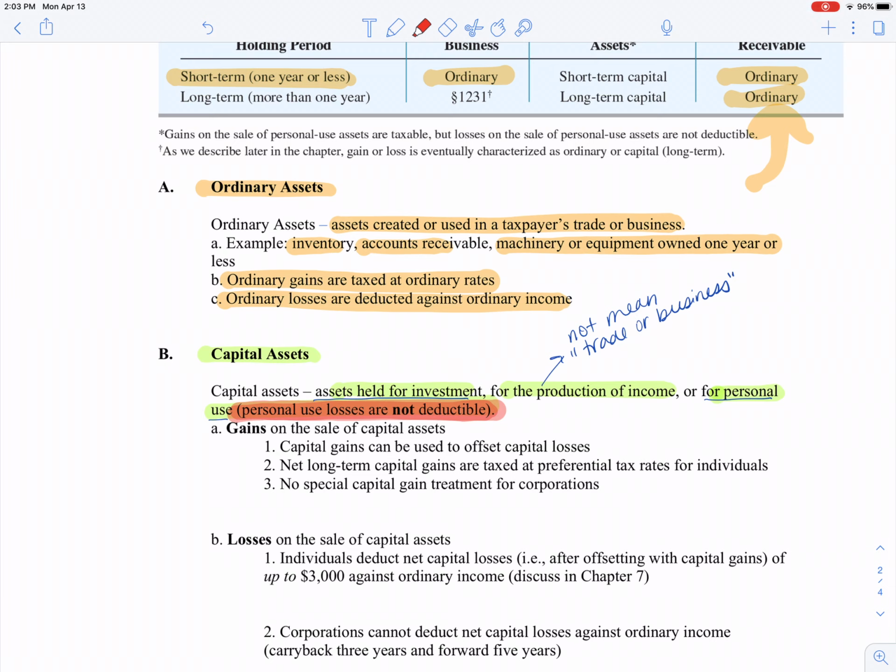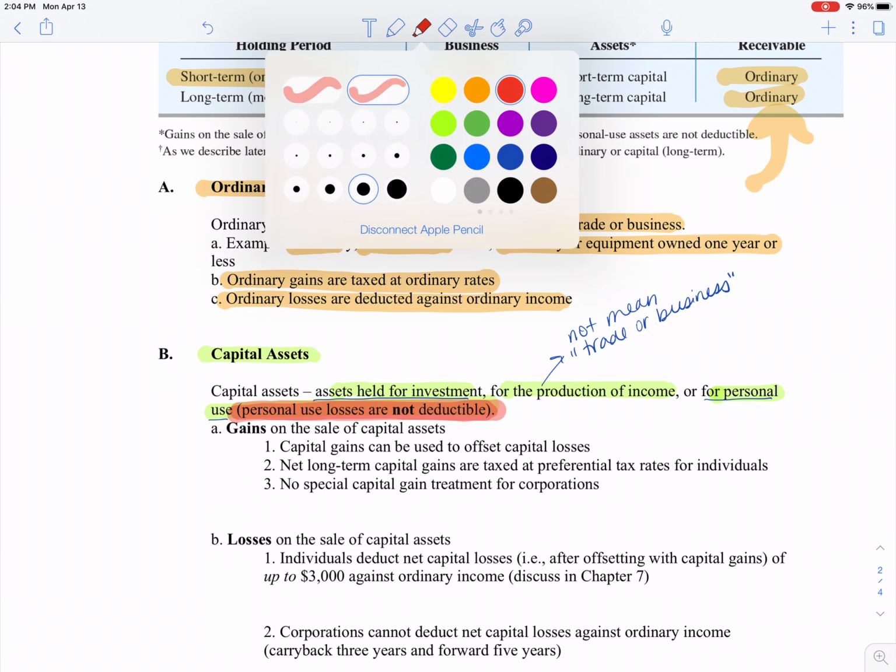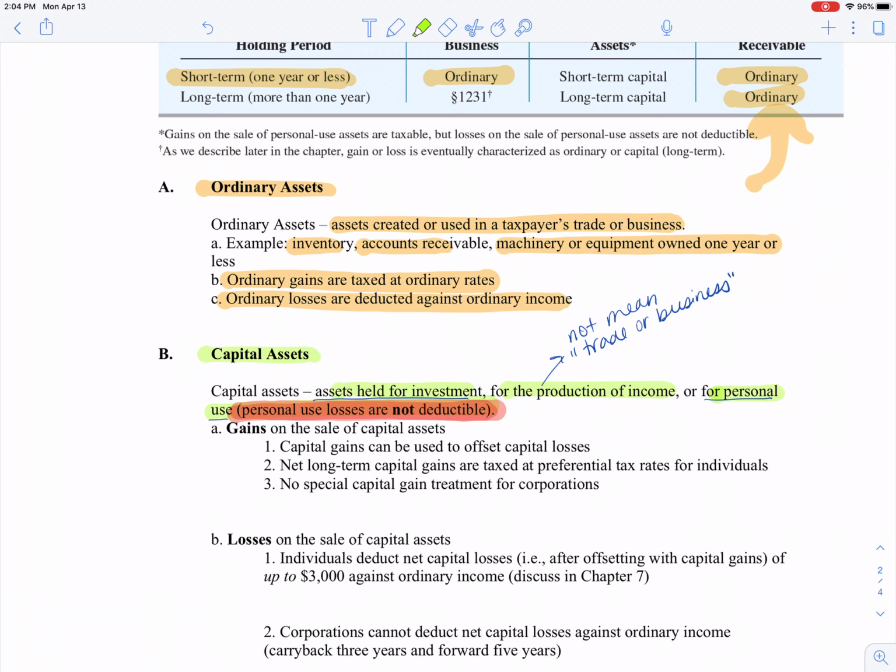Not deductible because it's for personal use items. Okay? It's a really important distinction that I want you to know, and it will come back many times, and I see students struggle with that component quite a bit.